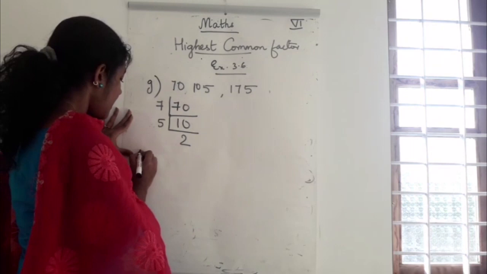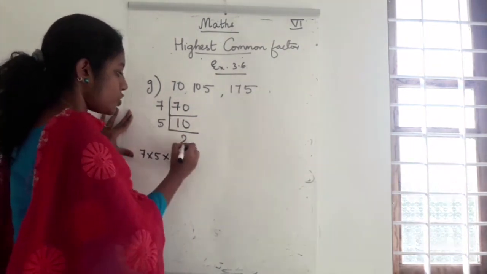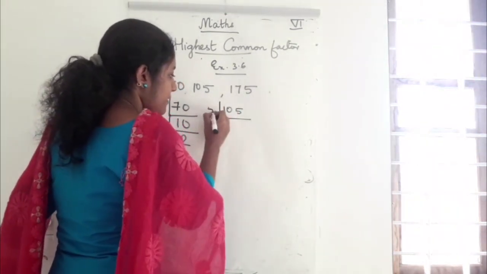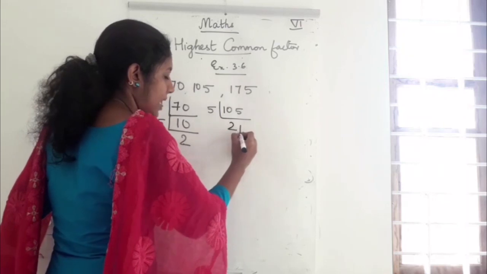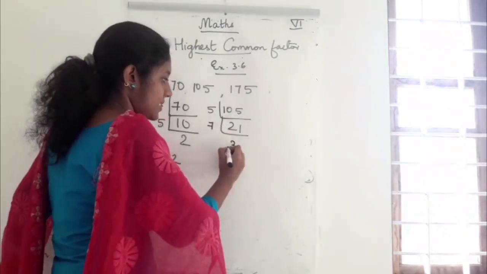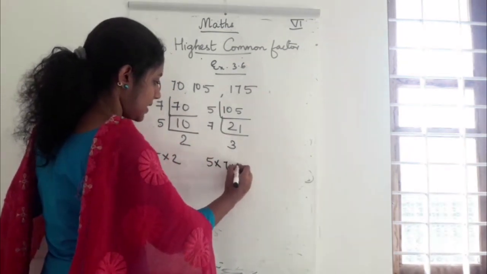Now you can stop here. Here the prime factors are 7 into 5 into 2. Next is 105. 105 is divisible by 5, that is 21 times. 21 is divisible by 7. 7 into 3 is 21. Now you can stop. The factors are 5 into 7 into 3.